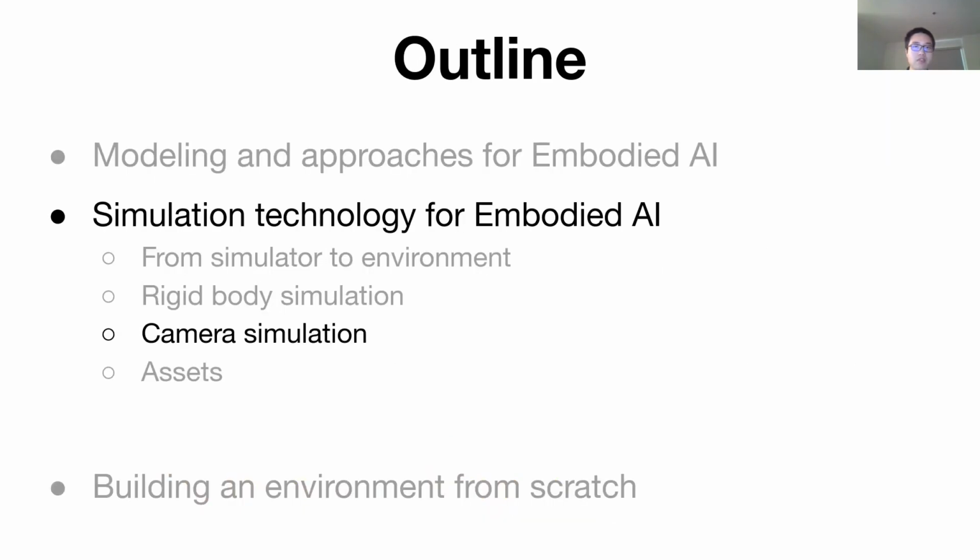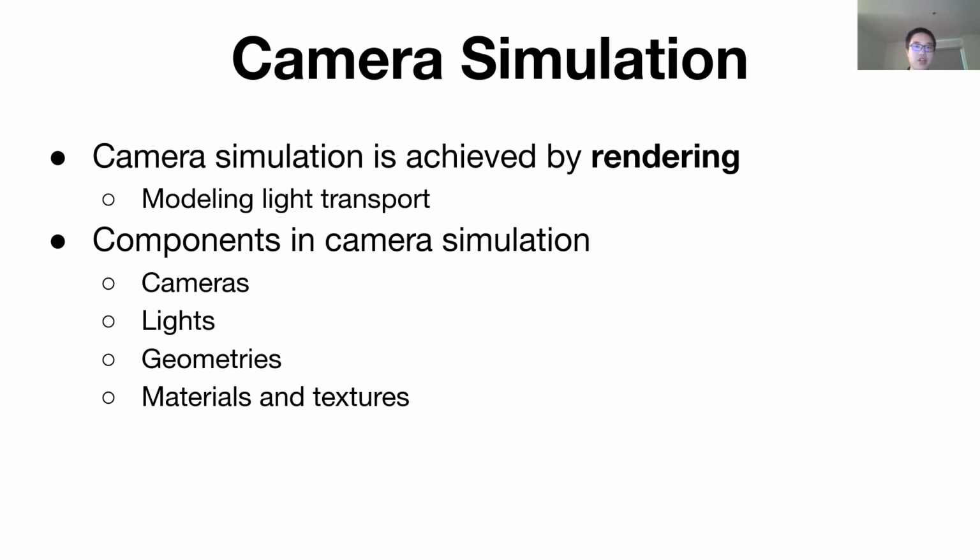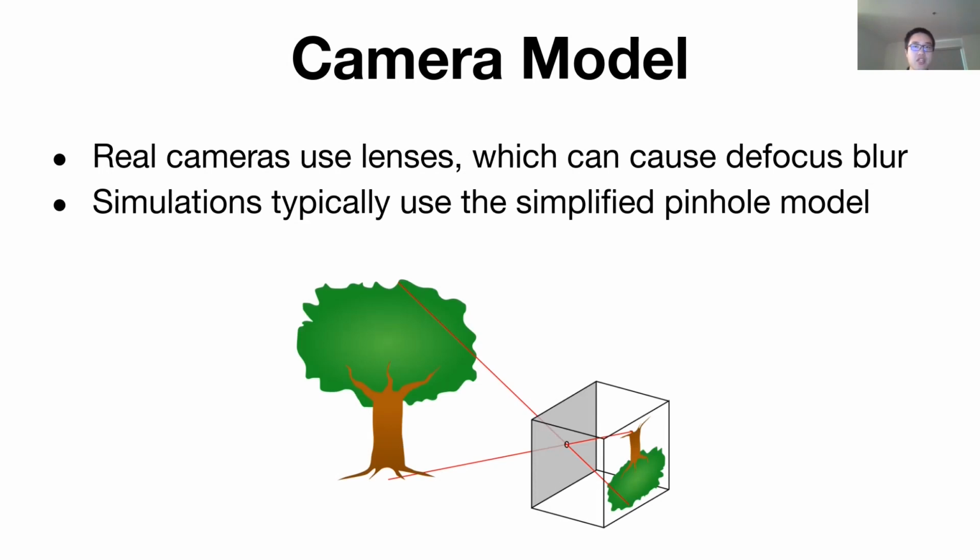Next, let's talk about camera simulation. Camera simulation is achieved by rendering, which tries to model light transport. Important components in camera simulation are cameras, lights, geometries, materials, and textures. In camera simulation, the camera imaging process is typically much simpler than the real one. Real cameras use lenses, which can cause defocus blur, but simulations typically use a simplified pinhole camera model.